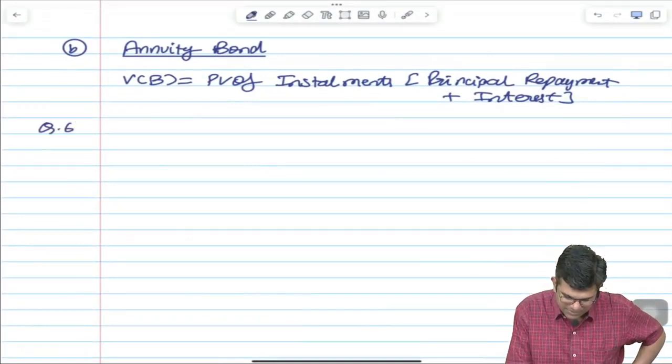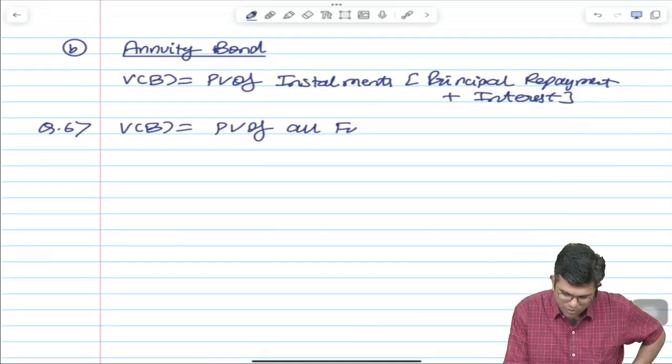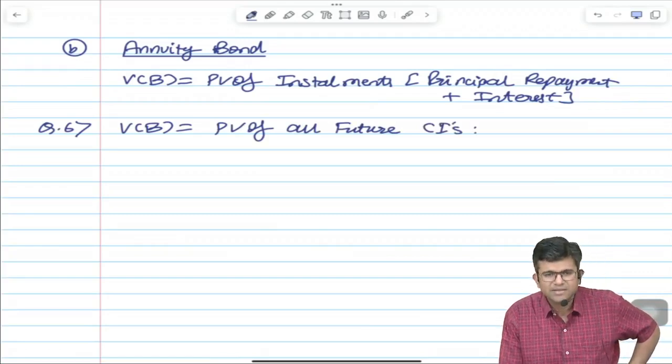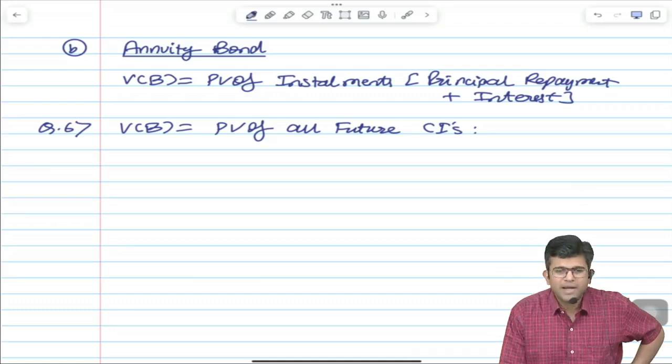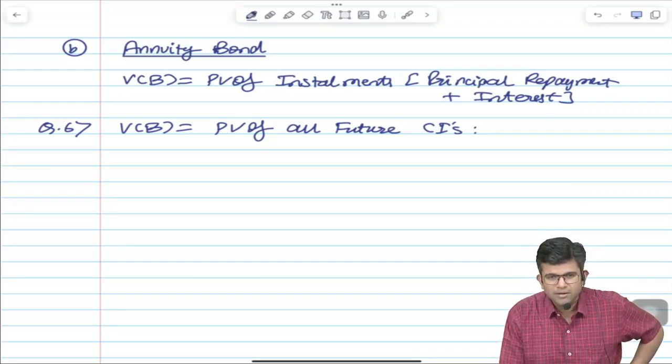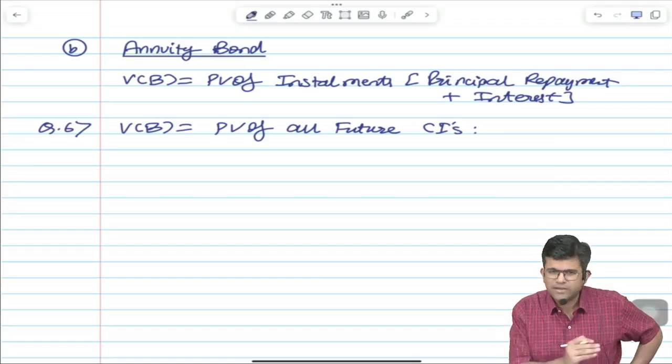Question number 6. Value of bond is equal to present value of all future cash inflows. Why am I writing this again and again? Because I want you to know, whatever type of bond it may be, this theme that I taught you from 7 to 8 is not going to change. I hope you are understanding. Today morning what I taught you is going to remain the same now across.